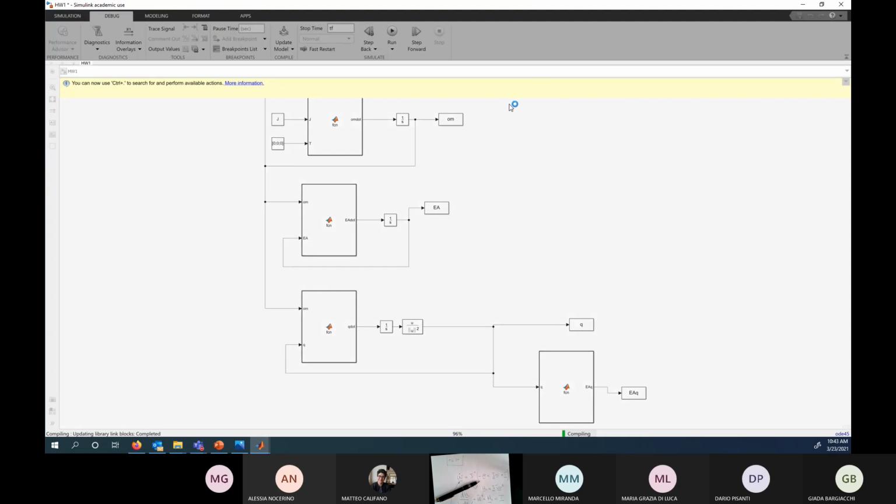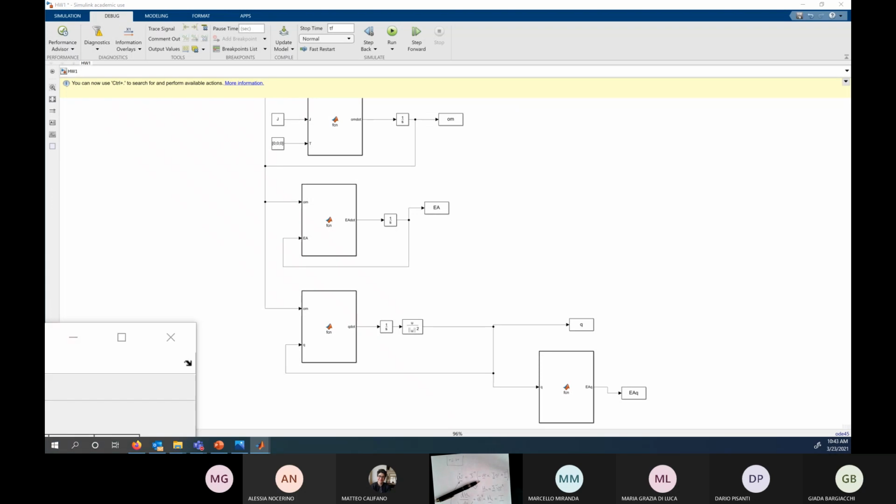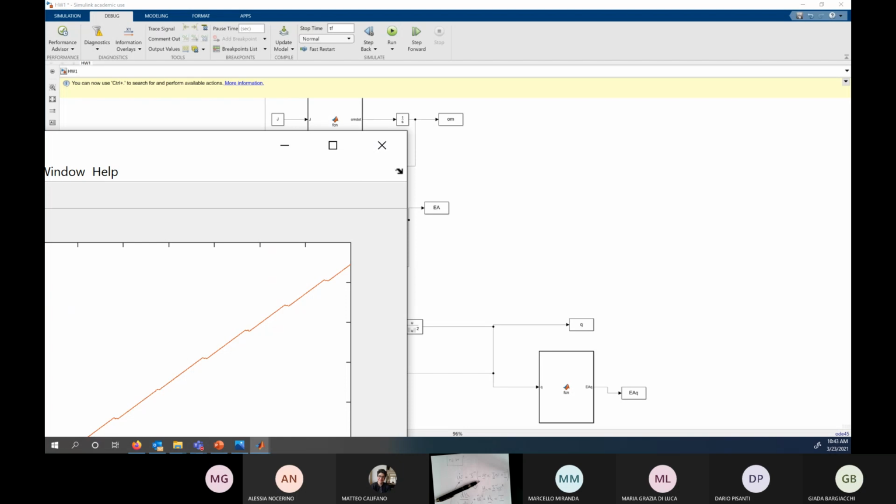I run this. It's compiling. We should run this for 1,000 seconds and then plot whatever I asked it to plot. Yes. So it's on my other screen. Let me see what I want to look at to begin with.